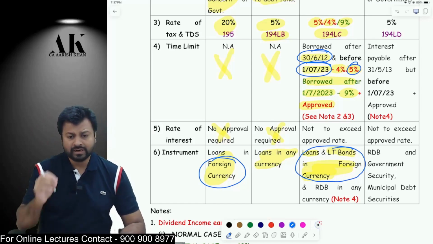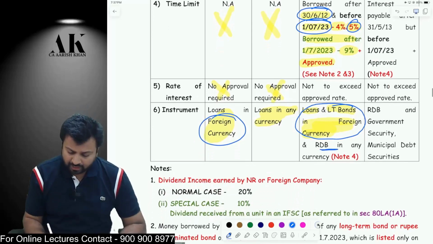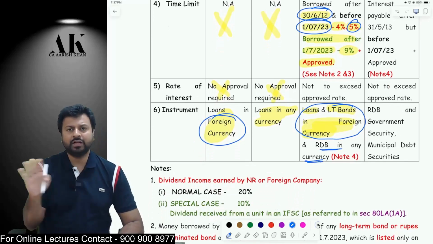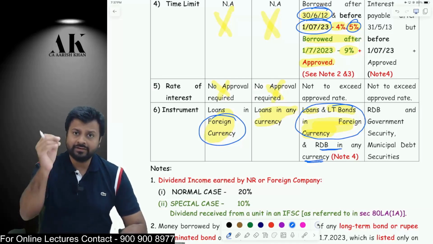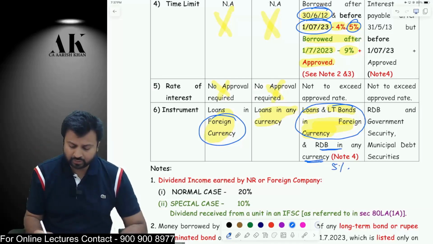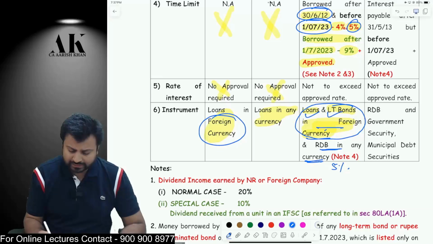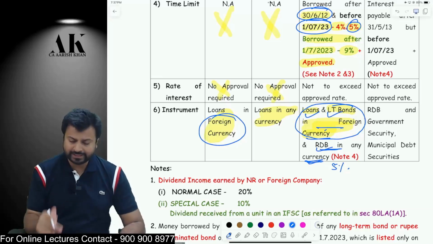Only 5%. Next, if they buy what? Rupee denominated bonds in any currency. For rupee denominated bonds, there is no restriction. It can be foreign currency or Indian currency. If they buy rupee denominated bonds in any currency, then they will be liable for tax at 5%. So 5% in all these three cases: loans, long-term bonds in foreign currency, and rupee denominated bonds in any currency, it is 5%.